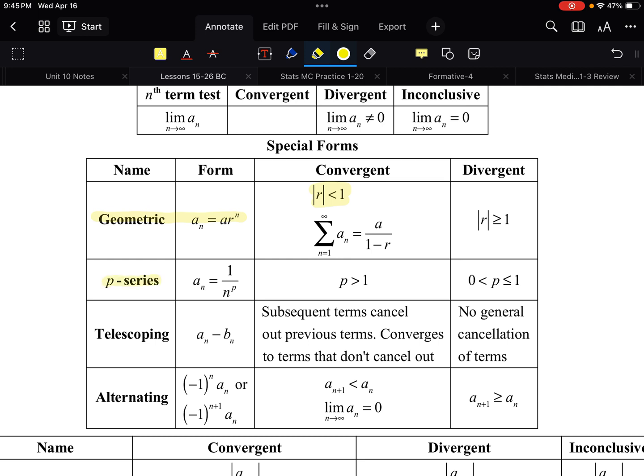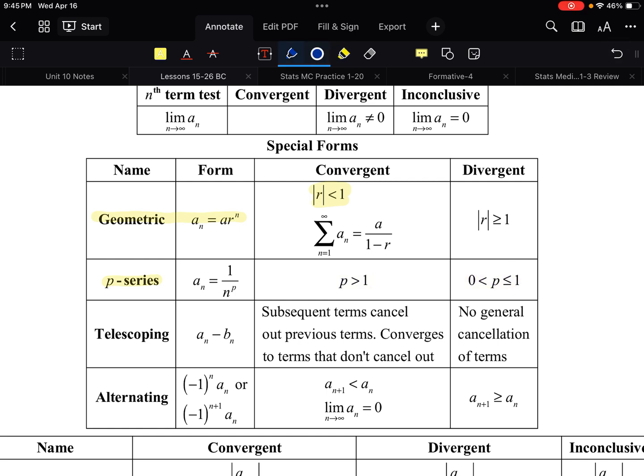A p-series is not as common, but it's similar. It's when you've got 1 on top. You have to have 1 on top. If you don't have 1 on top, then factor it out. You have the number on the bottom changing, and an exponent that stays the same. So that would be like 1 over n cubed. If the exponent is bigger than 1, then the series will converge. And if the exponent is between 0 and 1, then it will diverge.